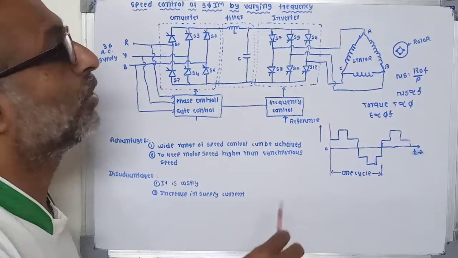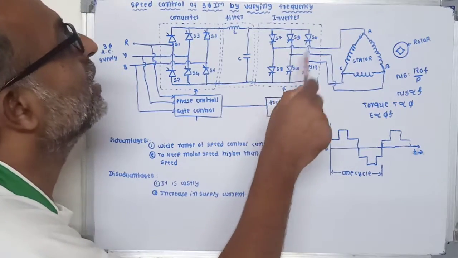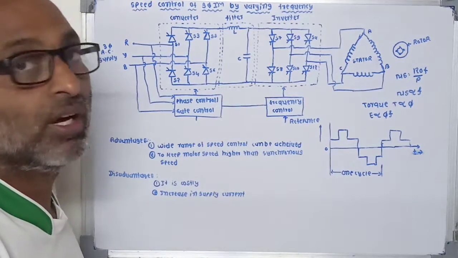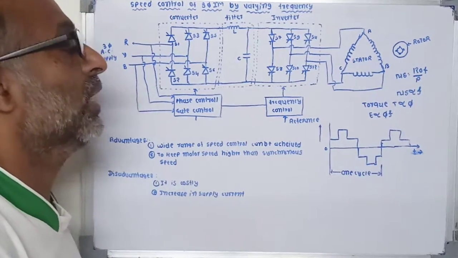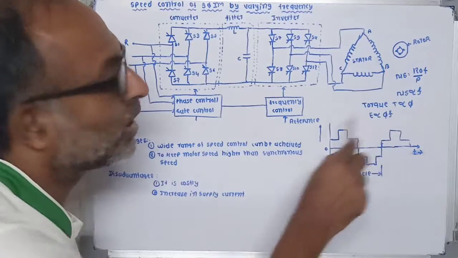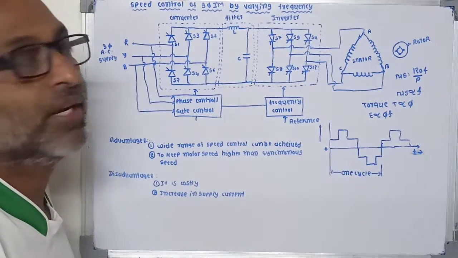So it is most important, and the frequency can be changed with the help of a 6-phase inverter. Now the E is directly proportional to phi into F. Now if we want to keep flux constant, then E by F ratio must be kept constant.